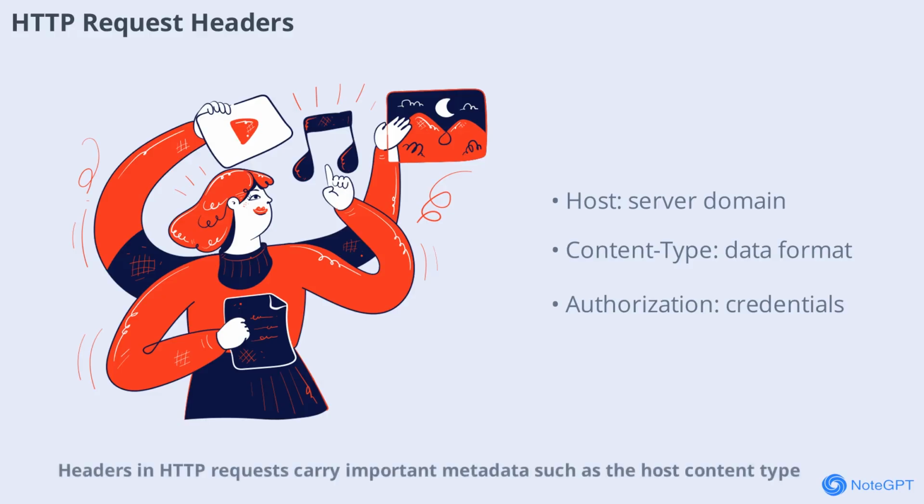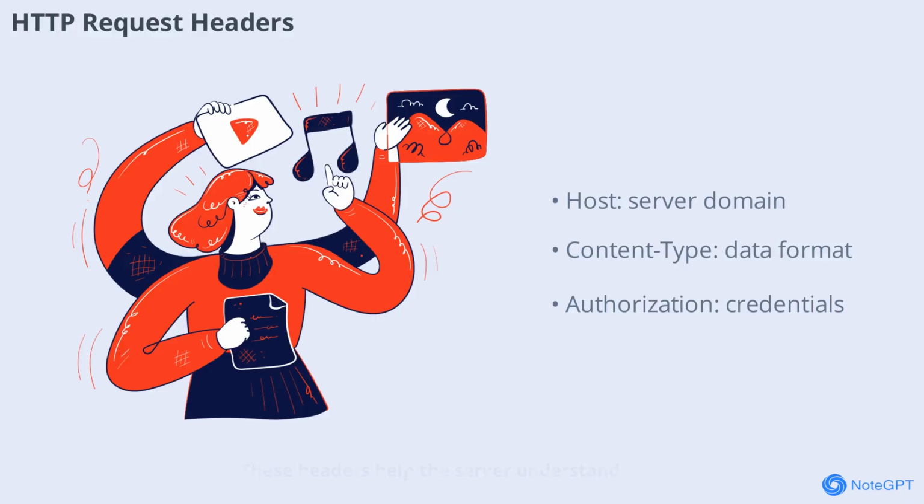Headers in HTTP requests carry important metadata, such as the host, content type, authorization tokens, user agent, accepted languages, and connection preferences. These headers help the server understand the context and requirements of the request, enabling features like authentication, content negotiation, and persistent connections. Proper use of headers is vital for secure and efficient web communication.